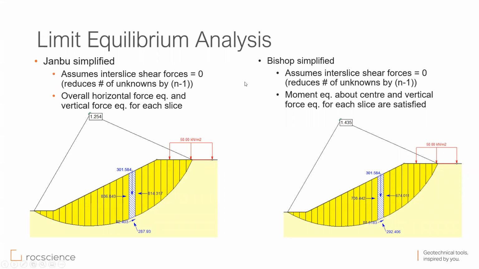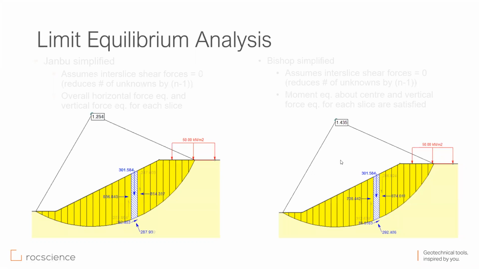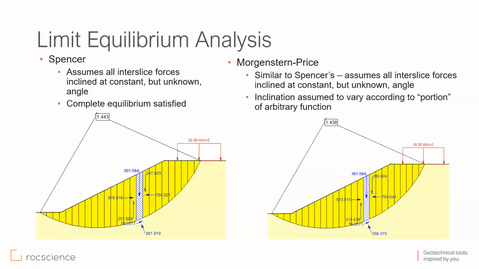For example, Janbu and Bishop, they assume that there are no shear inter-slice forces. Janbu satisfies the force equilibrium, Bishop satisfies the moment equilibrium. Janbu always gives the lowest factor of safety as well. This is just a checkpoint. But the most rigorous methods are Spencer and Morgenstern-Price, that they satisfy all the equations. These two are the methods that we recommend people to use together with Janbu, because Janbu is always the lowest, so you know the limit of the factor of safety.